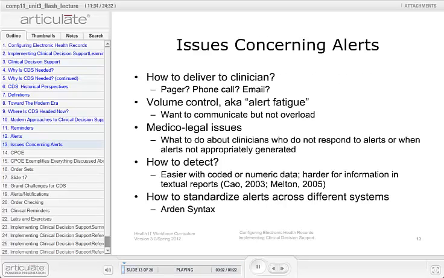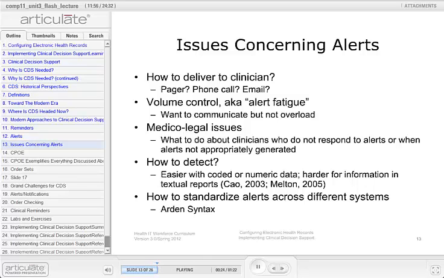There are a number of issues concerning alerts. One is, how are alerts best delivered to the clinician? Do they set off a pager? Does someone make a phone call or send an email? Controlling the number of alerts, or volume, is a big issue. This is now more frequently called alert fatigue.